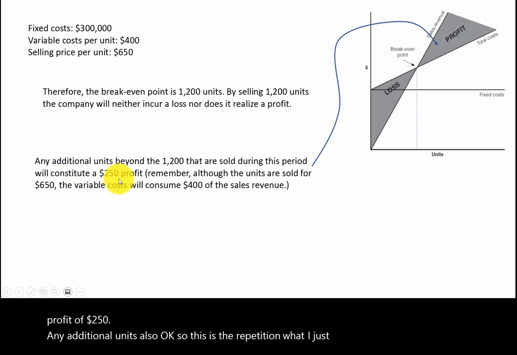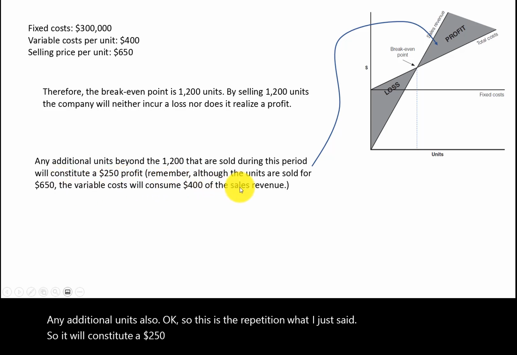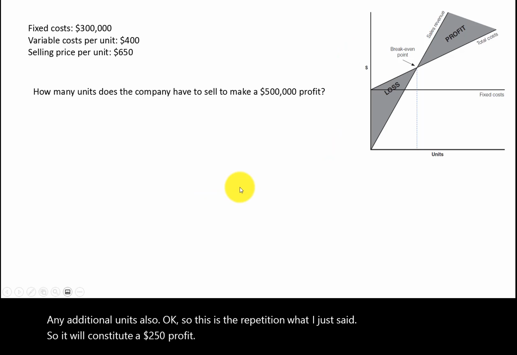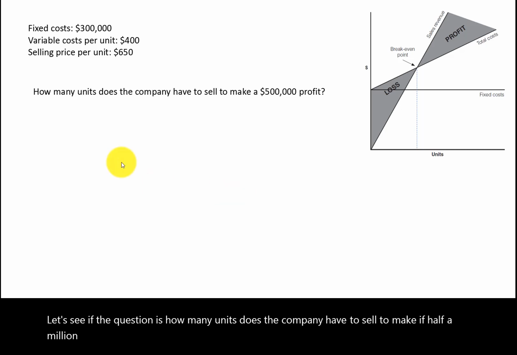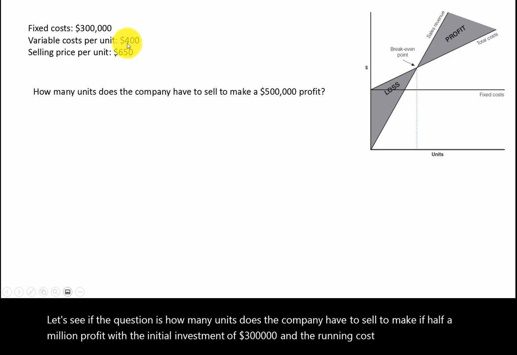So it will constitute a $250 profit. Now let's say the question is how many units does the company have to sell to make a $500,000 profit, with the initial investment of $300,000 and the running cost of $400 per unit.